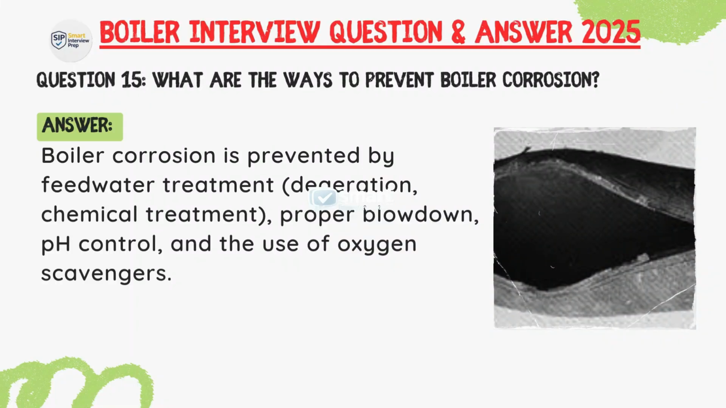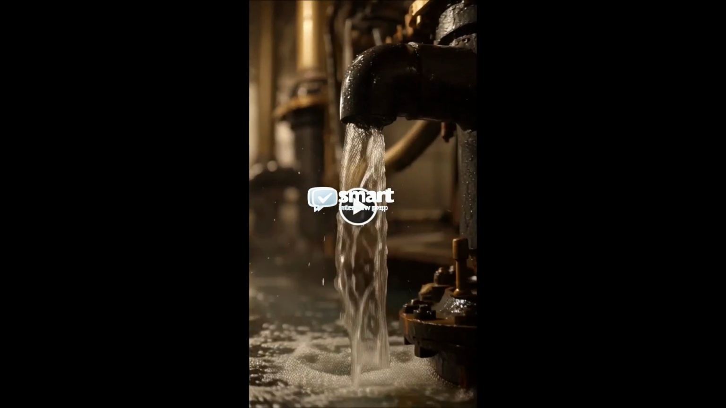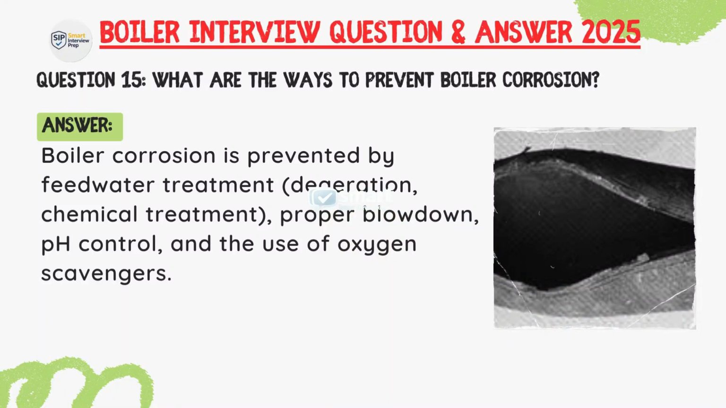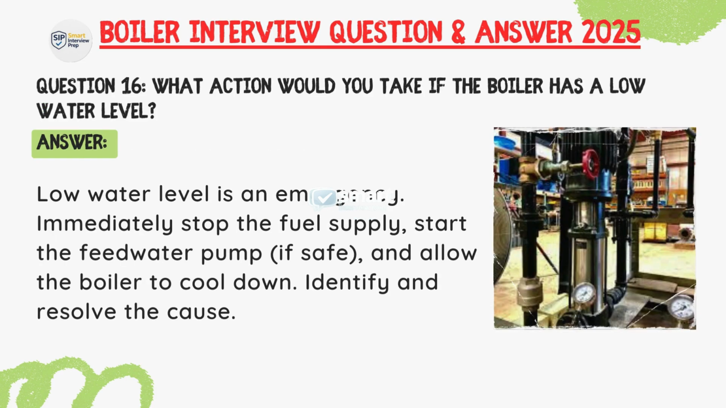Question: What are the ways to prevent boiler corrosion? Answer: Boiler corrosion is prevented by feed water treatment like deaeration, chemical treatment, proper blowdown, pH control, and the use of oxygen scavenger.